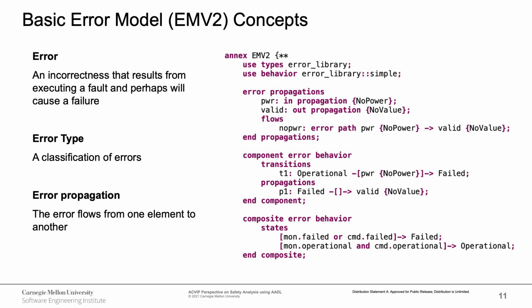Let's review other basic error model concepts. Error type is a classification of errors. In our example code, we are using predefined types from error library. However, error model is extensible, and you can derive new error types that fit your domain more closely. Error propagation defines the error flows from one element to another. This is better illustrated in a composite error model scenario, where perhaps one component incurred an error and passed the control over to a different component to handle it. Flow will define the direction that the error will follow from one component to another.